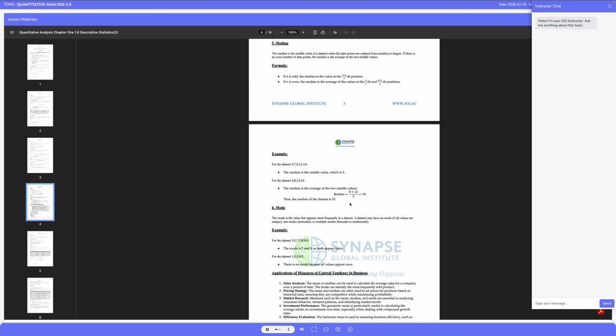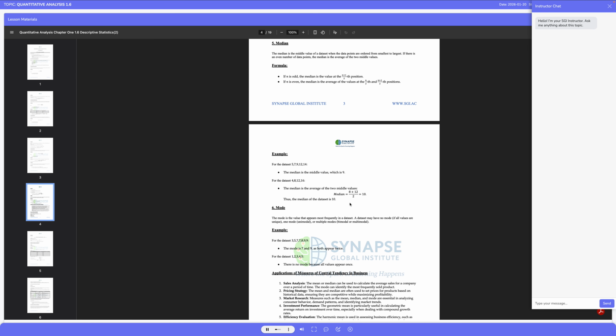For example, in the dataset 3, 5, 7, 7, 8, 9, and 9, the values 7 and 9 both occur twice, so the dataset is bimodal. In contrast, the dataset 1, 2, 3, 4, and 5 has no mode because all values occur only once. In retail and marketing analysis, the mode can provide valuable insight into consumer behavior and demand patterns.